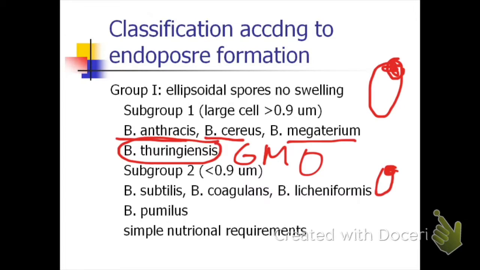So those are the possibilities of GMOs. That's why it's still very controversial. So they utilize Bacillus thuringiensis. Subgroup 2 means that they still have ellipsoidal spores, but the cells are smaller, less than 0.9 microns.